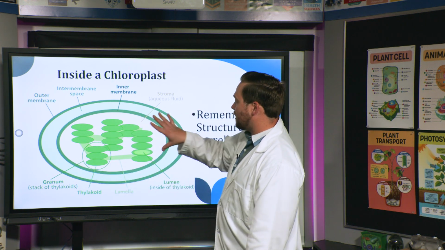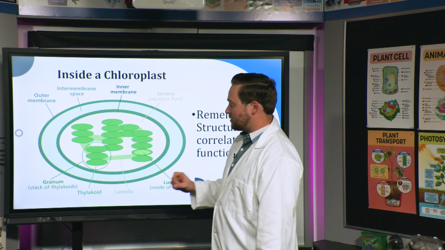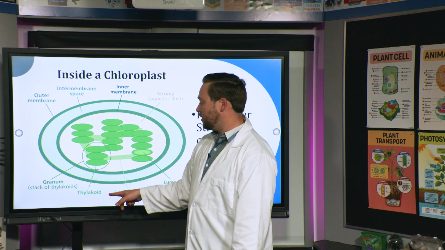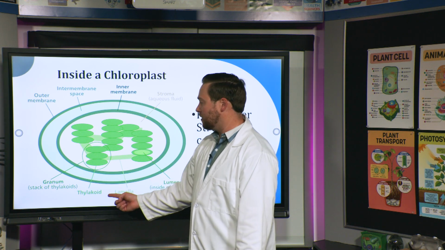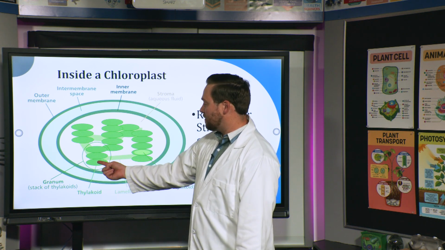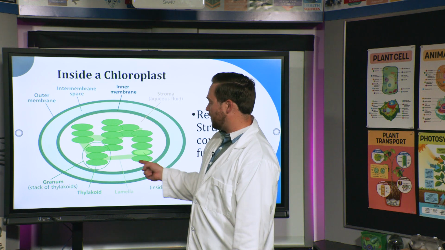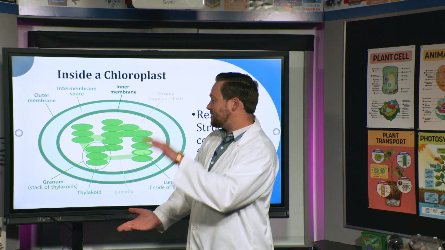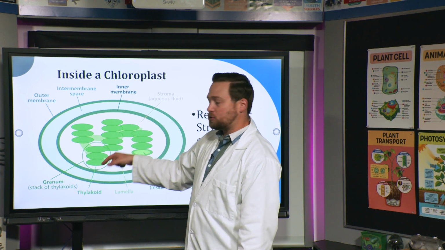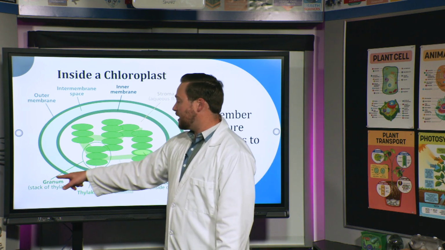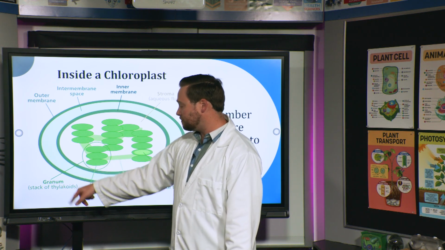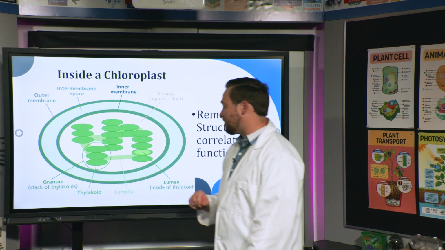So then let's take a closer look inside of the chloroplast. Let's talk about these things called thylakoids. A thylakoid is where you can find the chlorophyll. To me, they look like little pancakes. Each little green oval inside of the chloroplast is called a thylakoid. A stack of thylakoids, so if I get 2 or 3 of them together, that's called a granum.